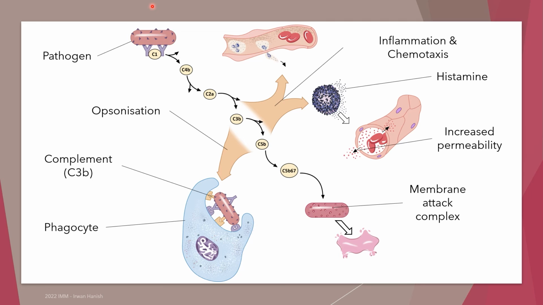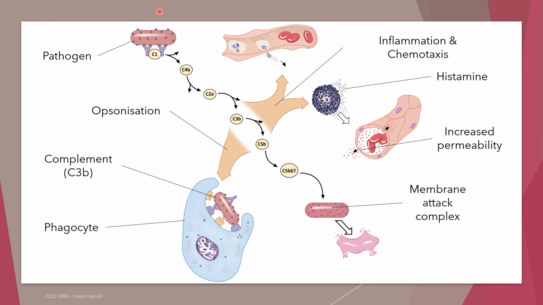So once the C1 protein is activated, it consequently activates a series of proteins after it. C4b, C2a, all the way to C5b67. So that's a cascade reaction. This protein complement response helps with the inflammatory process. It also helps the phagocytes to move towards the sites of infection through chemotaxis. It triggers histamine production by mast cells, which leads to increased permeability for diapedesis.